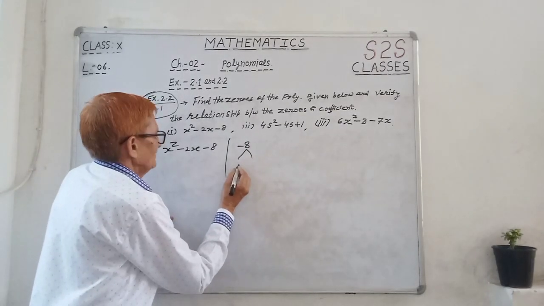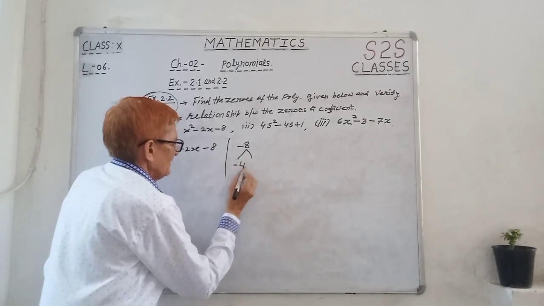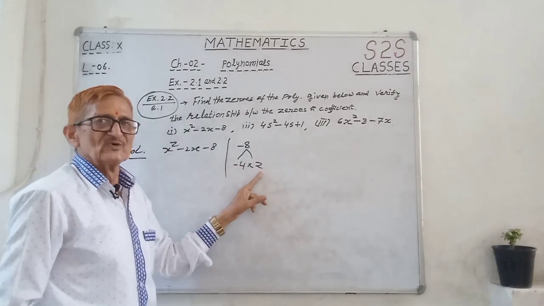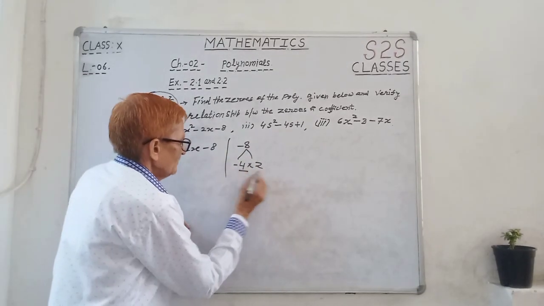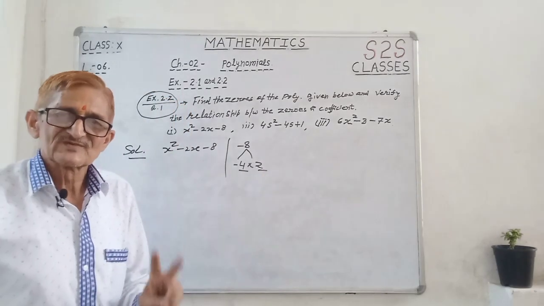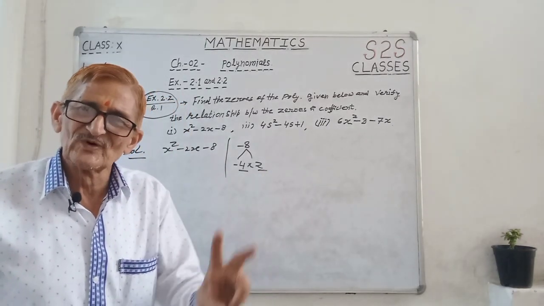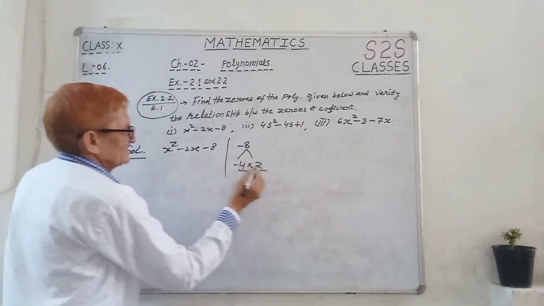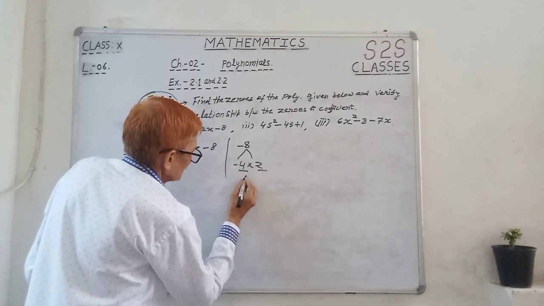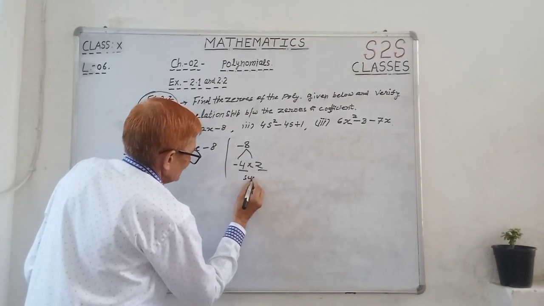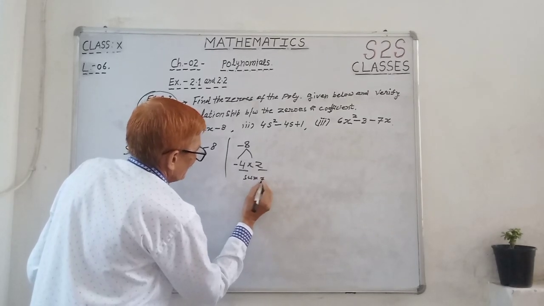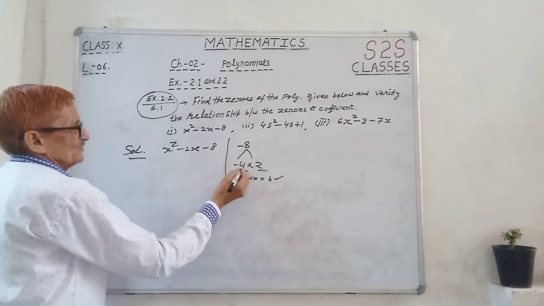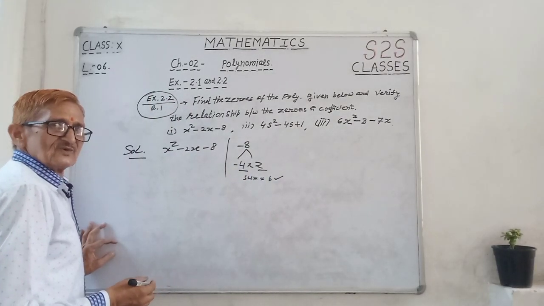So -4 and +2: -4 multiply 2 is -8, and the sum of -4 and 2 is -2. Sum is -2, which means b. Always the sum must be equal to b, okay, always. So b is -2, and the sum of these both is -2, clear.